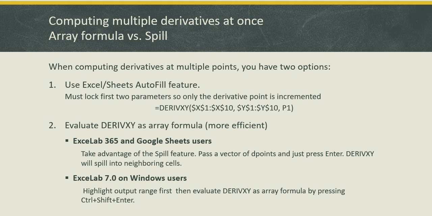So you have two options when you want to run DERIVXY as an array formula for calculating multiple derivatives at once. Either you could evaluate it using the autofill feature, and in this case you have to lock the first two parameters and only vary the derivative point, or you must run it as an array formula, which is a lot more efficient. And here you can either use the spill feature if you happen to use ExceLab 365 or Google Sheets, or you have to run it the standard way by highlighting the output array and pressing Ctrl-Shift-Enter at once. Let me demonstrate this in Excel.